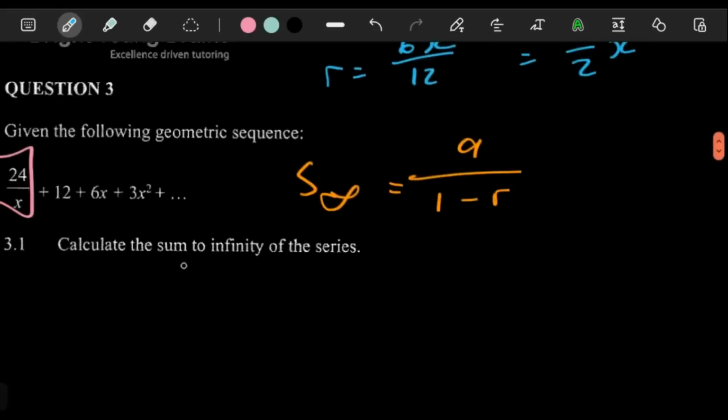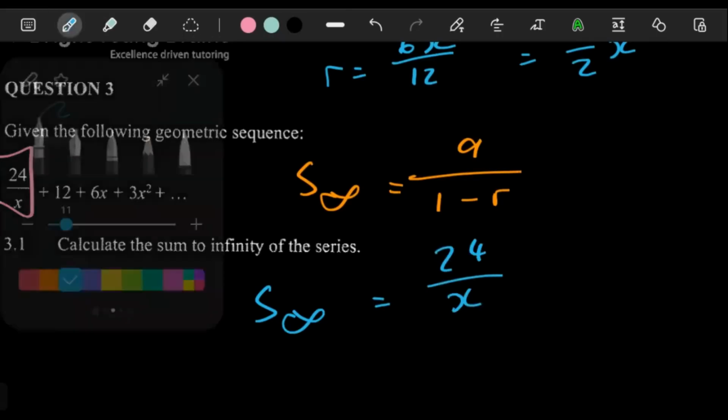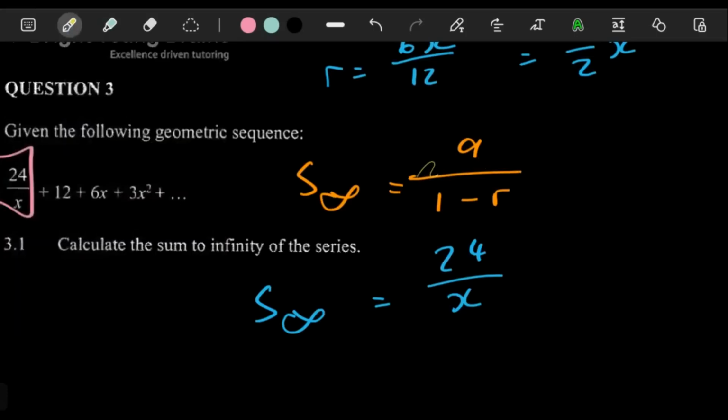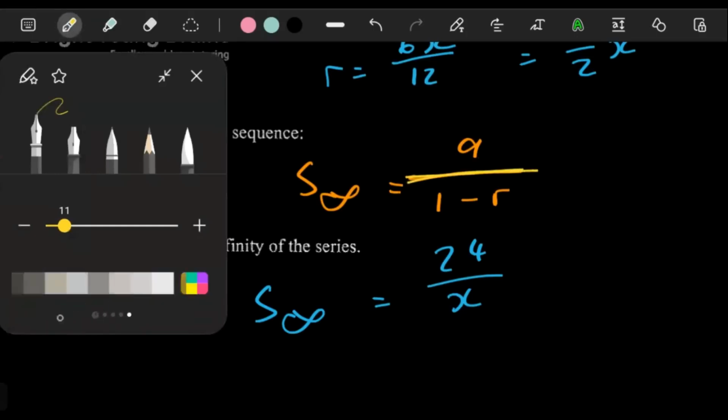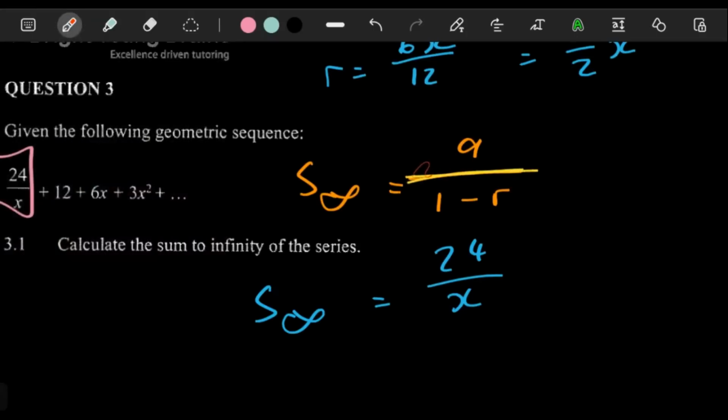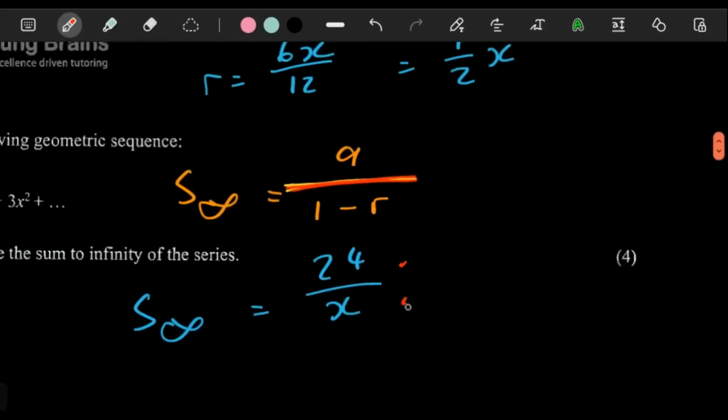So here, calculating the sum to infinity, our A value is already a fraction, right? So we have a fraction. This line here, you see this line? Let me put it in red. It's a division line. For the sake of our calculations, we can just write it as a division symbol. And then here we have 1 minus R, right? So we have here 1 minus R. Let me actually just put it as x over 2.